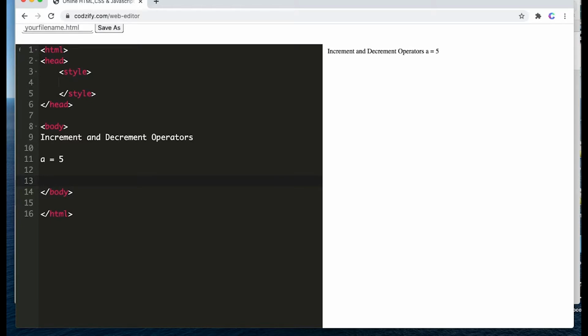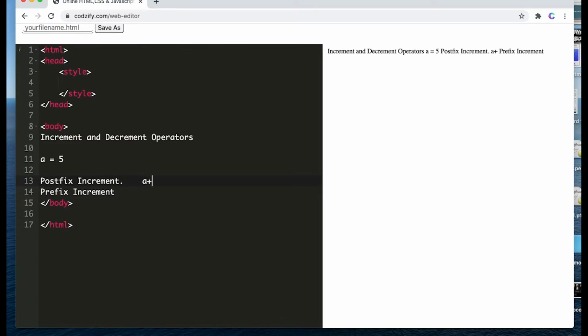basically there are two types of increment and decrement operators known as postfix increment and prefix increment. Postfix is written after the operand like this, and prefix increment is written before the operand. So this a is called an operand and this plus plus is an operator. So postfix increment is represented using a plus plus. After a there will be plus plus, and before a there is plus plus in prefix increment.